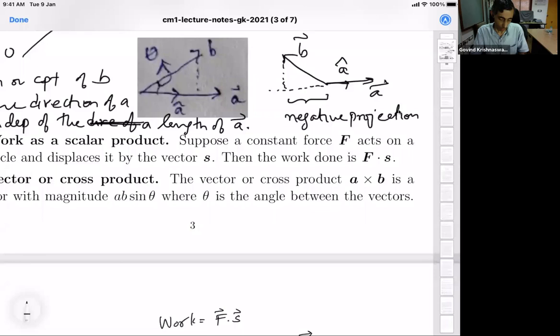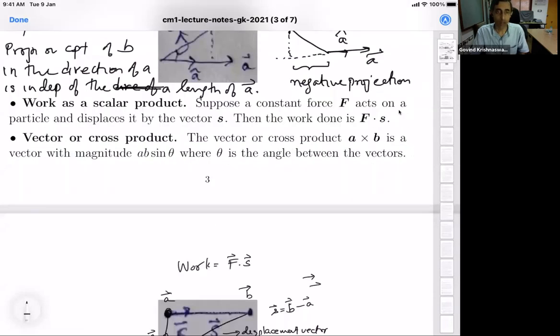Okay, now the last topic that I can discuss in this lecture is that of a vector or cross product. This is another type of product which many of you may have encountered. Just like the scalar or dot product had two names, the vector or cross product also has two names. The vector product of two vectors A and B is again a vector. That's why it's called the vector product. So we must say what its magnitude and direction are. Its magnitude is defined as the product of the magnitudes of A and B times the sine of the angle between them.